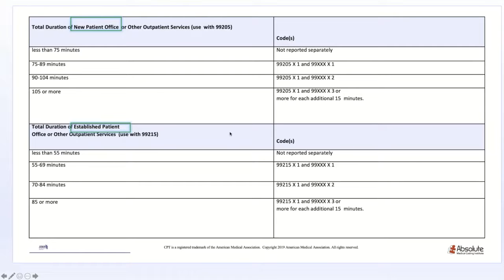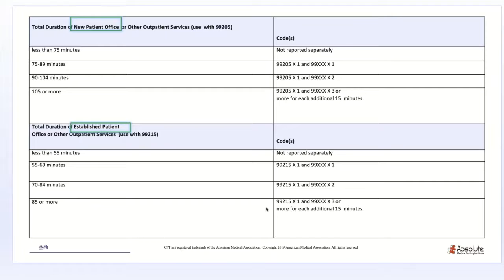Now let's take a look at the established patient. If the encounter is less than 55 minutes, we do not use the add-on code. If it's 55 to 69 minutes, 99215 times 1 and 99XXX one time. 70 to 84 minutes, 99215 times 1 and 99XXX times 2. And if the time is 85 minutes or more, we use code 99215 one time and 99XXX times 3 or more for each additional 15 minutes.